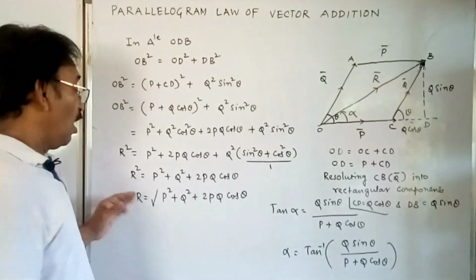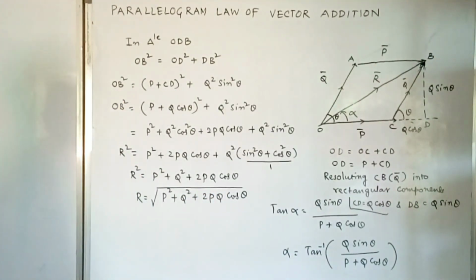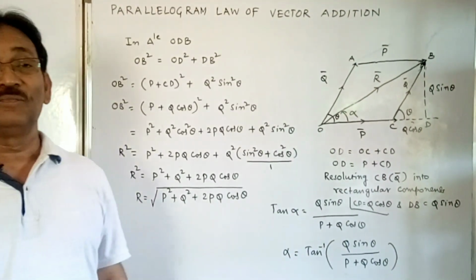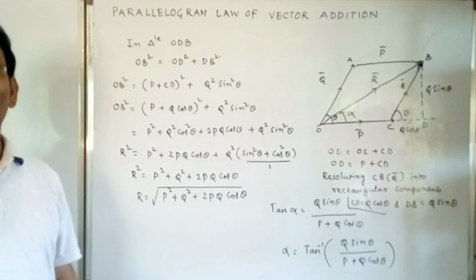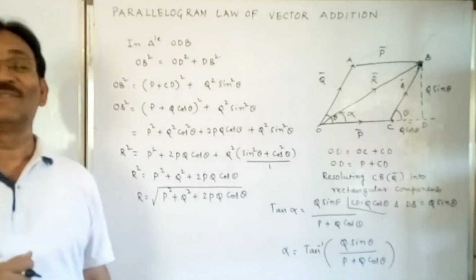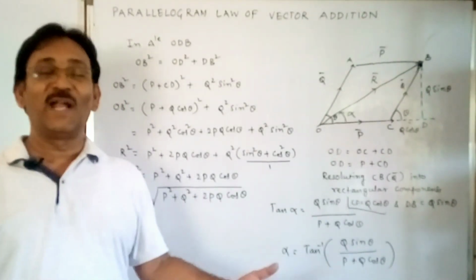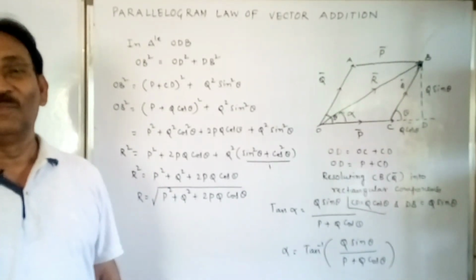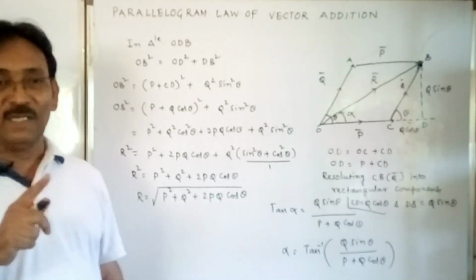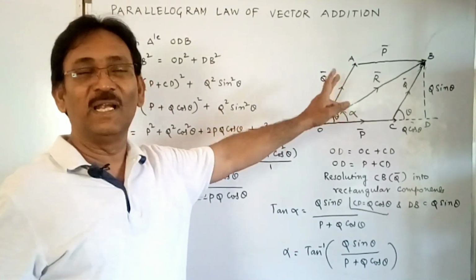We derived the expression R is equal to root of P square plus Q square plus 2PQ cos theta. Do remember that in vector algebra, 2 plus 3 is not equal to 5 in all cases. If you go with the algebra you learnt from the first class, always we write 2 plus 3 is equal to 5. But here we can't say 2 plus 3 is always equal to 5. Here the magnitude, that means the sum of the two, depends upon the angle of inclination.